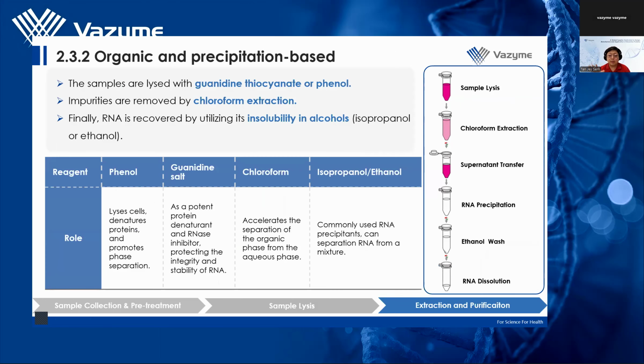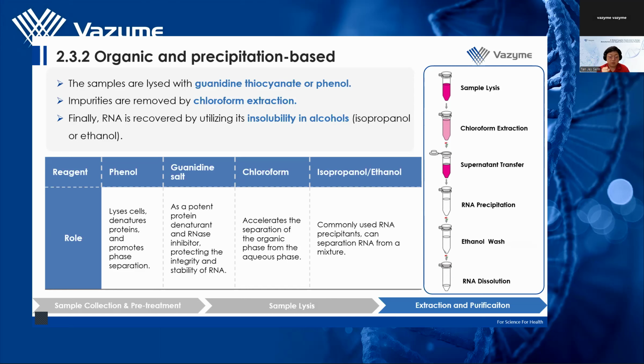Firstly, to understand the organic and precipitation-based extraction, we need to understand the purpose and function of each of the reagents. From left to right, we have phenol, which is a crucial component in TRIzol-based extraction reagents, effectively promoting protein denaturation, cell lysis, and the release of nucleic acids and proteins. Then we have guanidine salts, a potent protein denaturant added to the reagents to dissolve proteins, disrupt cellular structures, and exhibit strong denaturing effects on RNases.